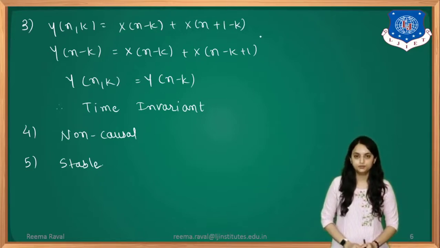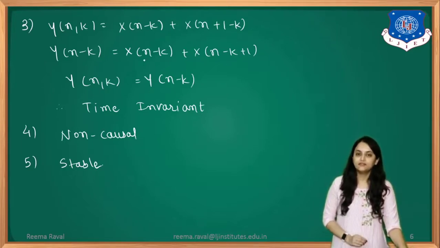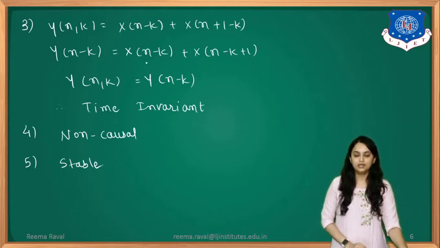Now step number 2 states that we have to replace n by n minus k. So here y of n minus k will be equal to, wherever n is there, we need to give the delay, that is x of n minus k plus x of n minus k plus 1.